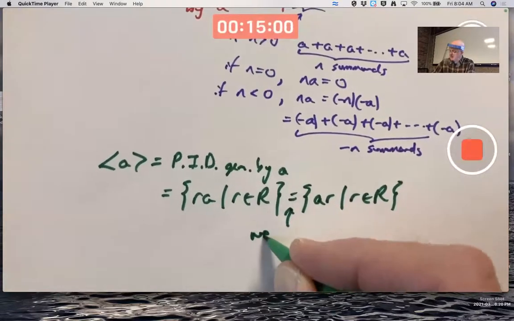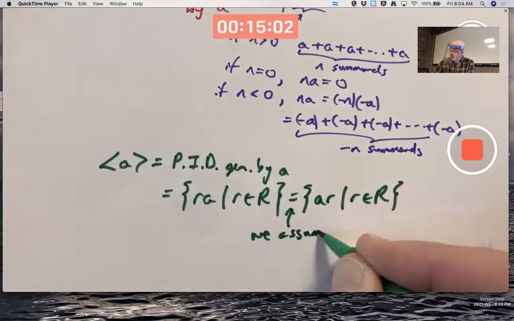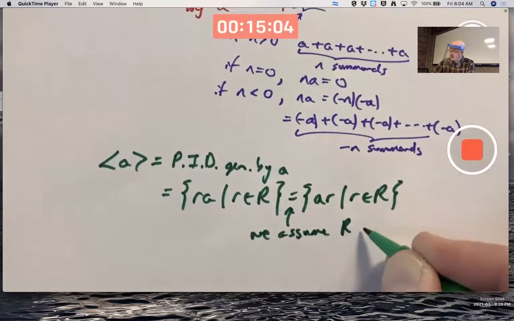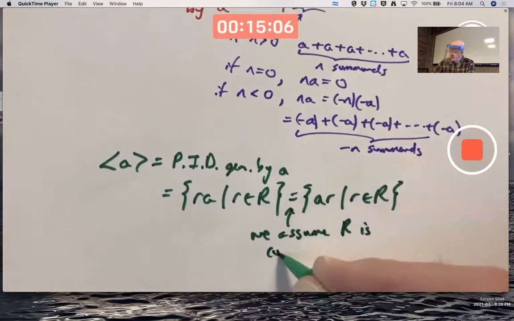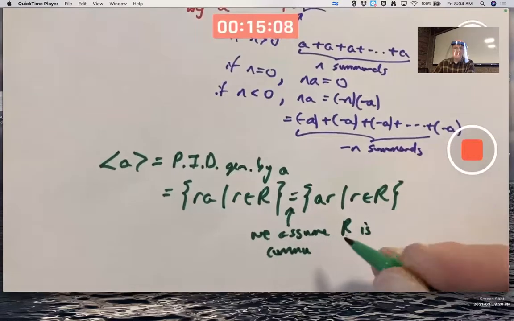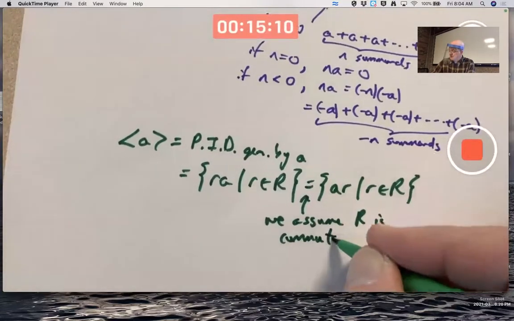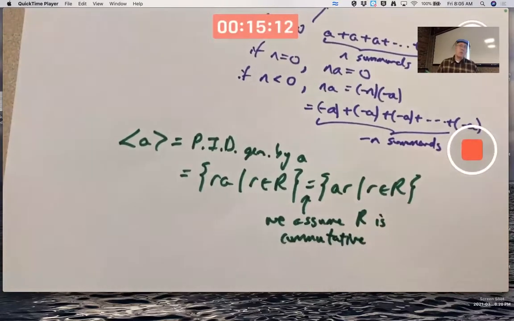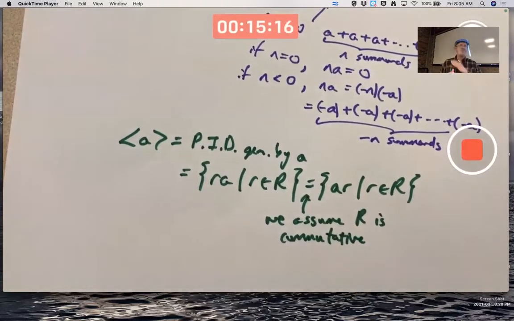We assume R is commutative here under multiplication. Remember, that always means under multiplication, because it's always commutative under addition as part of the definition of a ring. The question is whether the multiplication is commutative or not. In example 3, we're saying we're just going to consider the simple case where R is commutative.